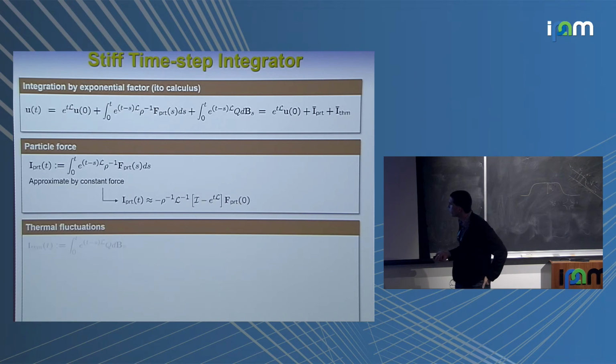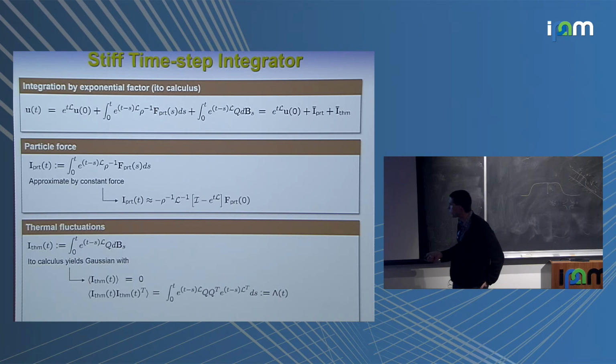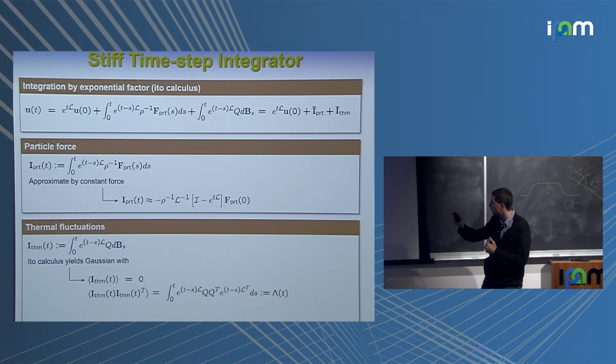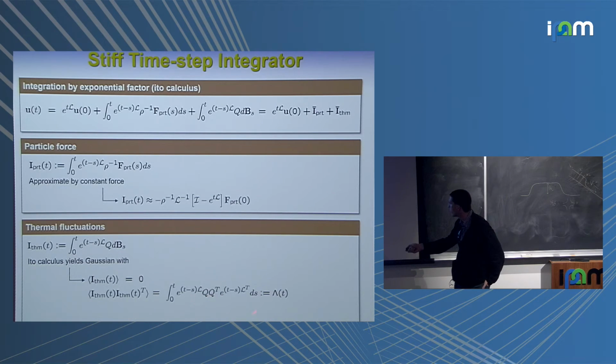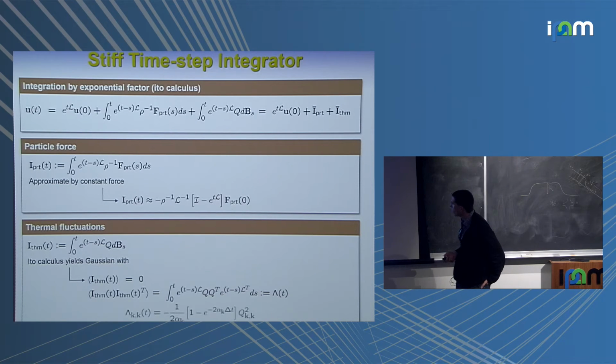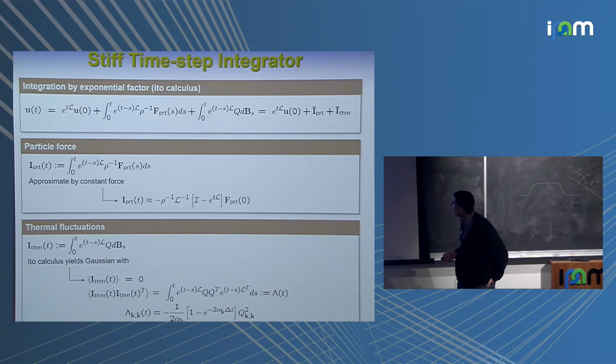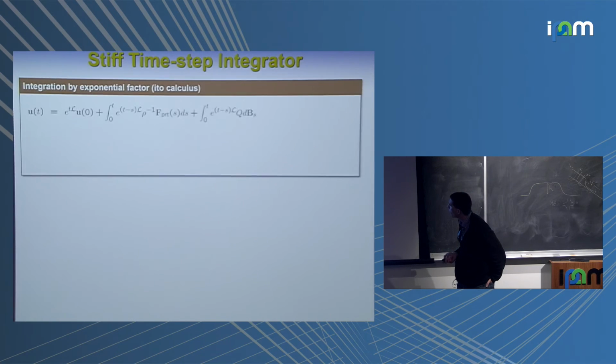Then you can do something similar for the thermal fluctuations, resorting to Ito calculus, namely the Ito isometry, which tells us the correlation structure of that random variable accounting for thermal fluctuations over the time step 0 to t is given by this. You can work that out, and you can generate a random variate on the lattice that has those statistics. In the case of using a Fourier method, it looks like this in terms of the Fourier symbols. And that gives you a stiff time step integrator.